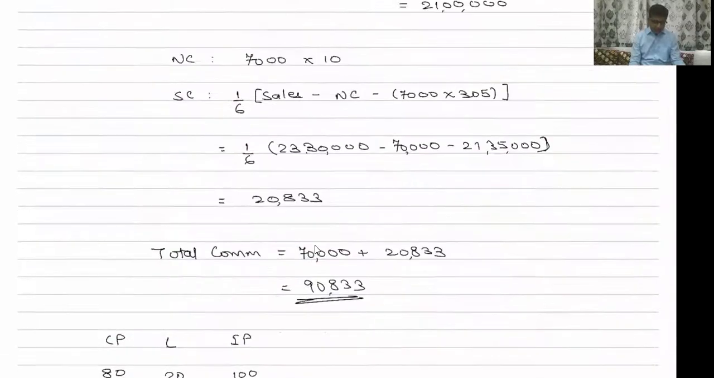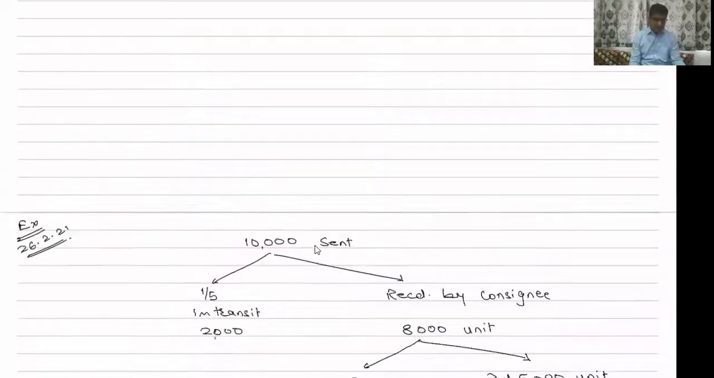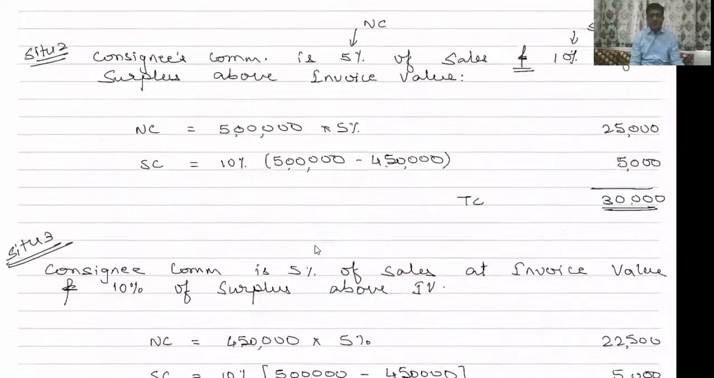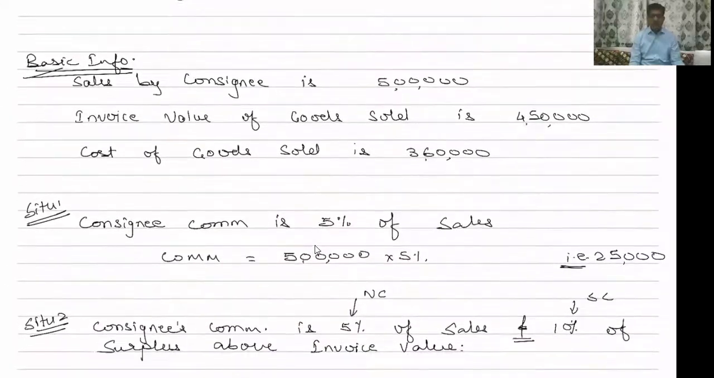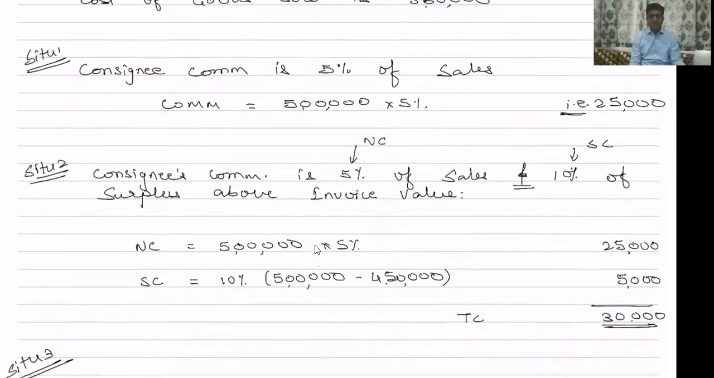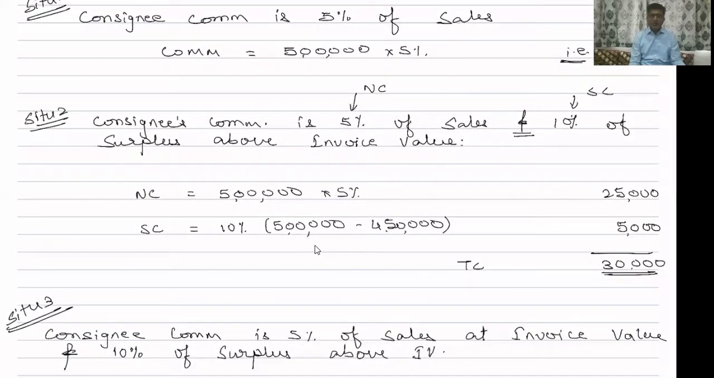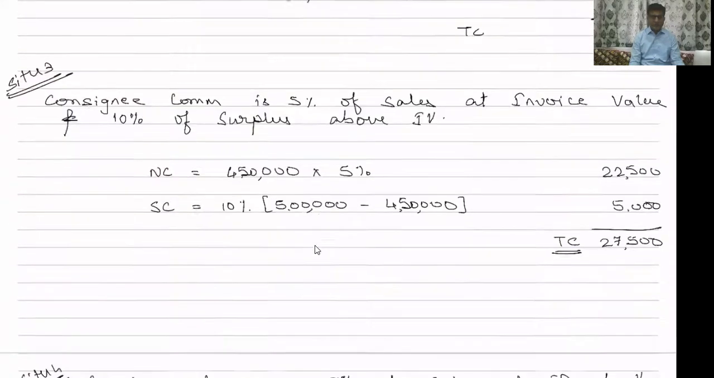Sir, excuse me, sir. बोलना. Sir, sometimes in question they say like commission on gross sales. So can you just explain that part, sir? Like what do they mean by gross sales exactly? अरे बेटा, ये जो हमने शुरुआत की थी, this consignee's commission is 5% of sales, means what? Yes. Of the total sales value. Okay, so total sales will be like considered as gross sales only. Correct. Okay, fine, sir.